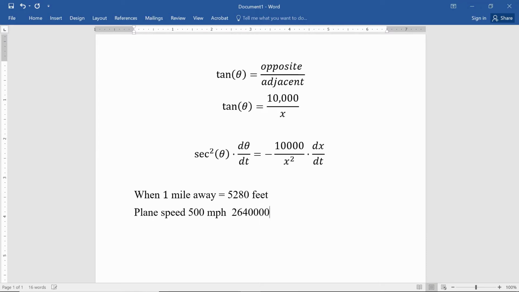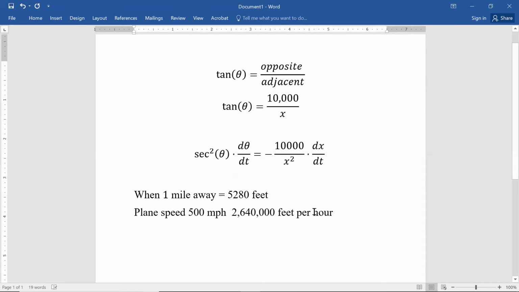2,640,000 feet per hour. So I'm just multiplying there. And if you wanted to change that per second, that's okay too.